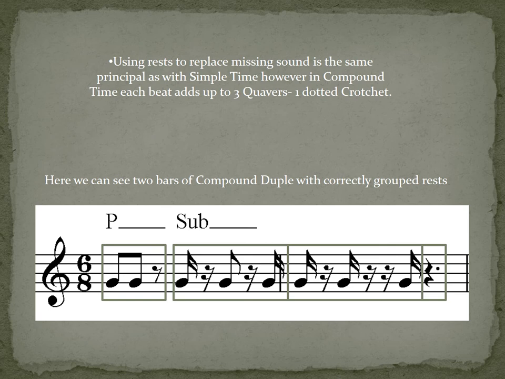You can see we've been given 2 quavers, so therefore we add the 3rd quaver to make the first dotted crotchet, or first group of 3. And exactly the same with the next half of the bar. I'll leave you with that slide just for a moment for you just to have a quick look to see how the rests are grouped to form the 2 groups of 3, or to form the 2 dotted crotchets.